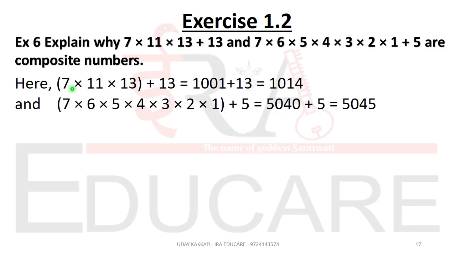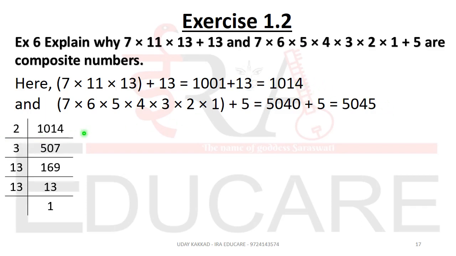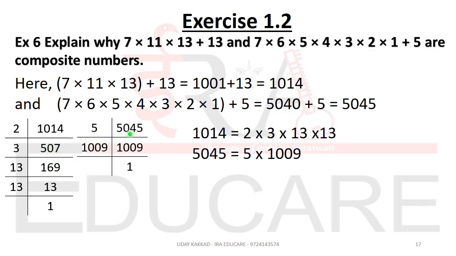So by simplifying these numbers, you get 1014, and simplifying the other number, you get 5045. Now I factorize them. So 1014 is factorized like this, and 5045 is factorized like this. By observing these numbers, all of these factors are prime numbers. You cannot divide them further, right? So these all are prime numbers.